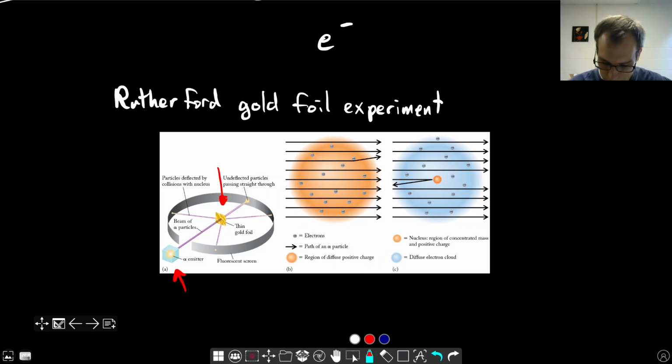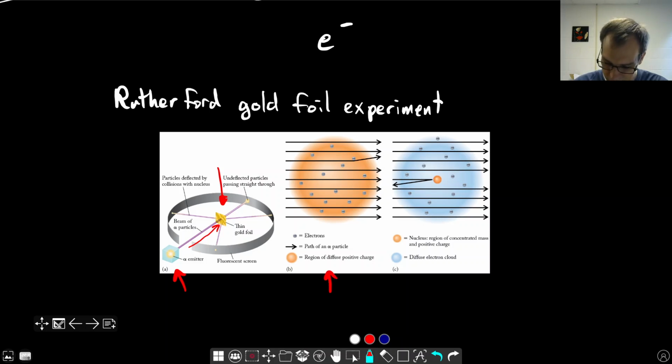And so what he was trying to figure out is, what is the shape of an atom? What does it look like? And what he saw was that most of the alpha particles, when they went through this gold foil, most of them passed straight through.